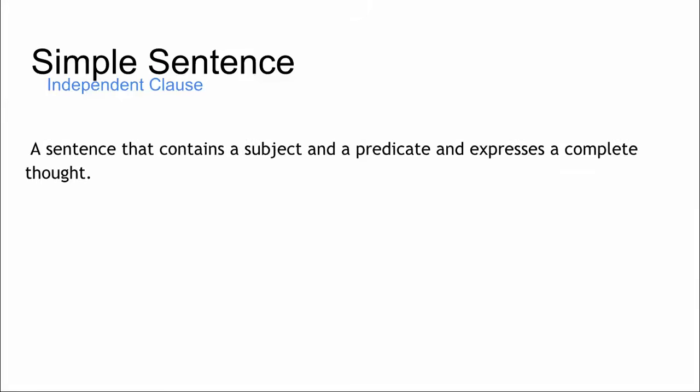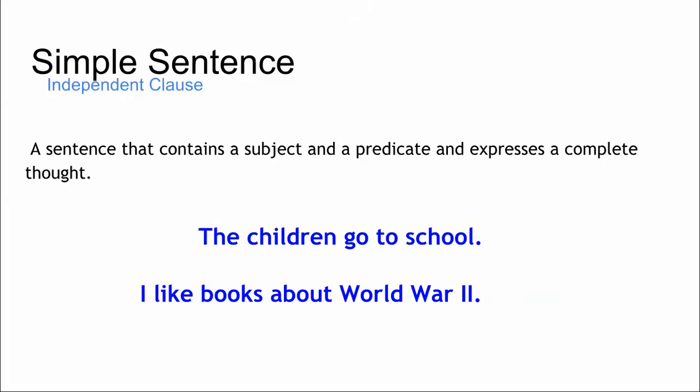Now let's take a closer look at a simple sentence. A simple sentence is also called an independent clause. Independent clause is a synonym for simple sentence. It's just another name. And as we look at bigger sentences, you'll understand why. So the definition of a simple sentence is a sentence that contains a subject and a predicate and expresses a complete thought. So here's a couple of sentences that we're going to use to look at simple sentences and compound sentences. The children go to school, and I like books about World War II.